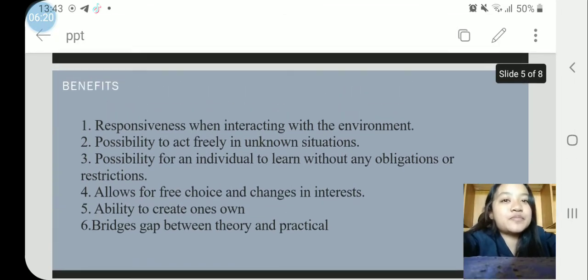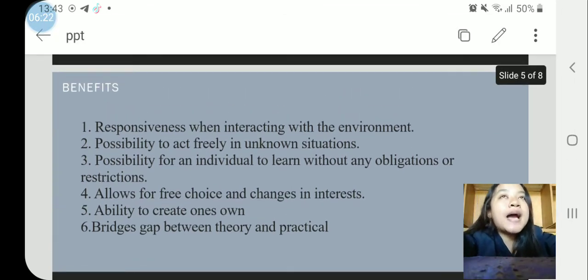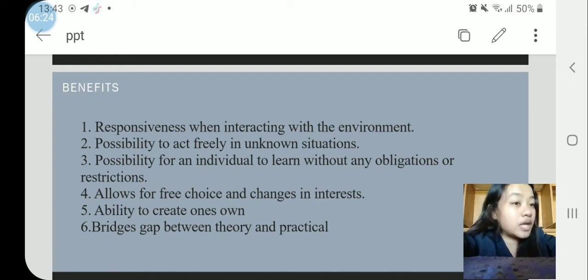Next is benefits. As we know, there are many benefits of education. It also happens in informal education, which has many benefits also, but in the slide there are only 6 benefits of informal education.